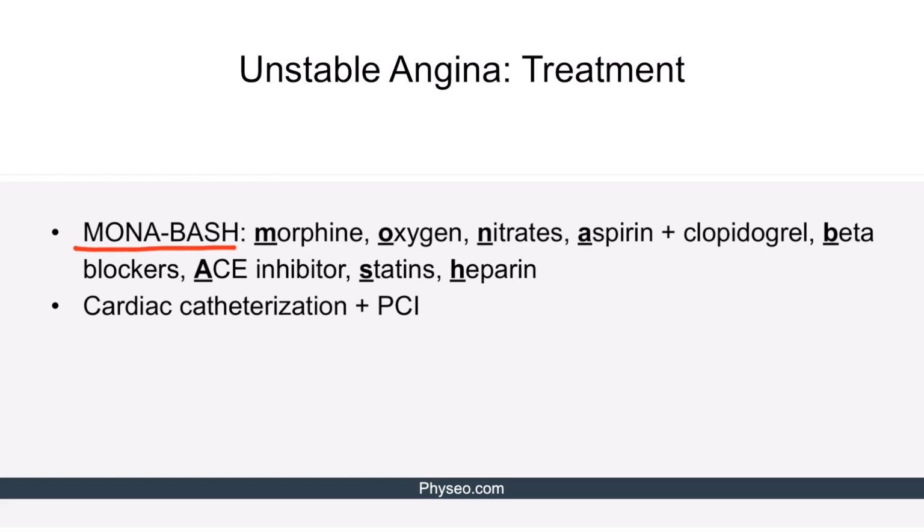Unstable angina is often treated with cardiac catheterization and PCI as well. A cardiac catheterization will provide a clear image of just how severe the coronary vessel occlusion is and if a stent is needed to be placed in order to protect the patency of the vessel lumen.